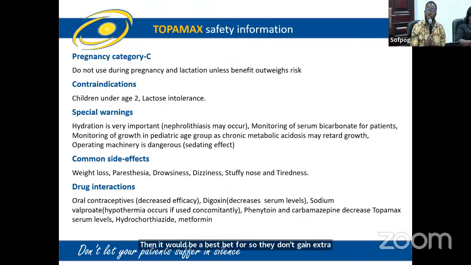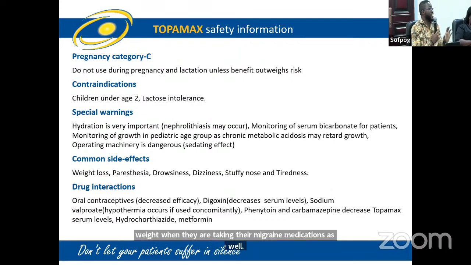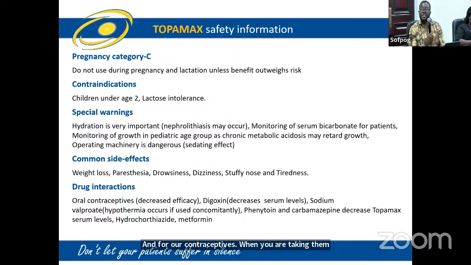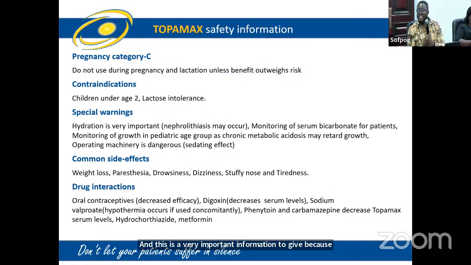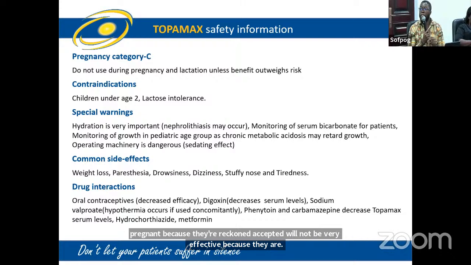And for oral contraceptives, when you are taking them in addition to migraine medication, there will be a reduction in the efficacy of your oral contraceptives. And this is very important information to give, because if you have a woman who is trying to avoid pregnancy and then they decide to add Topamax to their medication, they might actually get pregnant because the oral contraceptive will not be very effective when they add Topamax.